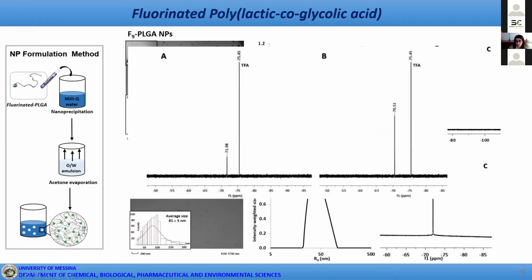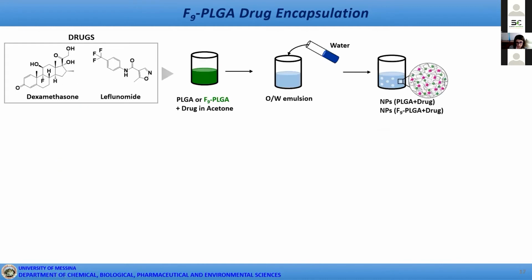At the same time, we observe a higher intensity of the signal for the PLGA functionalized with 9 fluorine atoms compared to the one which contains 3 fluorine atoms. Then we wanted to continue our investigation only on the PLGA functionalized with 9 fluorine atoms. Then it was loaded with the two previously selected model drugs, dexamethasone and leflunomide, by nanoprecipitation strategy.